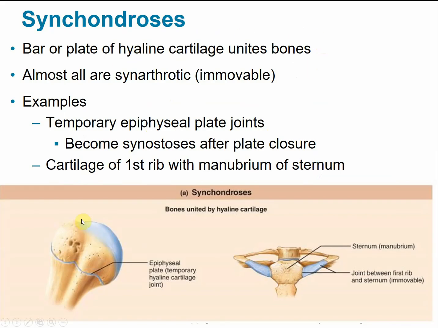Synchondroses are just a bar or plate of hyaline cartilage that's going to unite bones together. So again, whenever you see the root word chondro, we're talking about cartilage. So almost all of these synchondrosis joints are immovable or synarthrotic. An example would be the epiphyseal plate where long bones grow in length. So that's technically a joint because we have some cartilage uniting this piece of bone to this piece of bone. After the epiphyseal plate closure, once we reach adulthood, it's then referred to as a synostosis. Another example of a synchondrosis joint would be the cartilage between the first rib and the manubrium, or this top section of the sternum or breastbone.